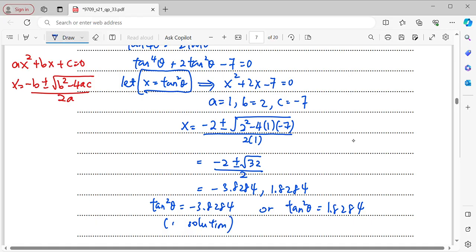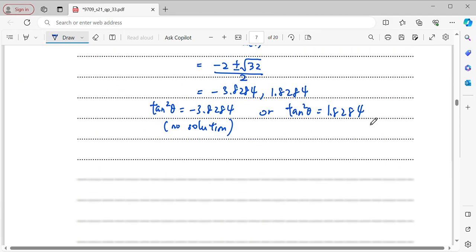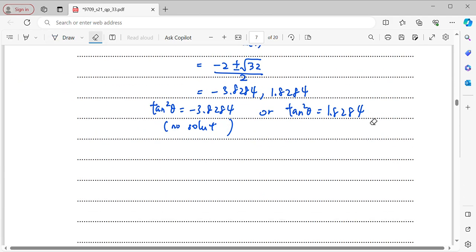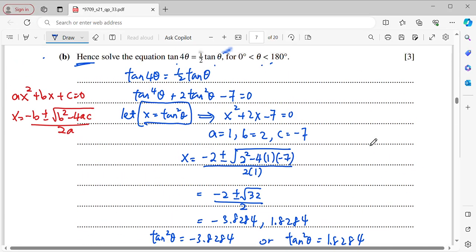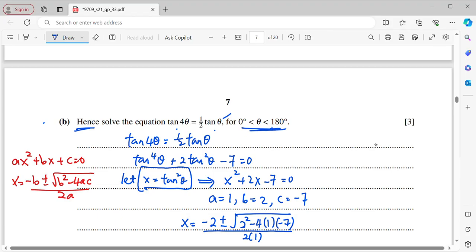Okay, for tangent squared. So tangent squared cannot be negative. Now, from here, we have to solve the next value. That means tangent theta is plus minus square root of 1.8284. Hence, you will be getting plus minus 1.3522. Okay, that will be your tangent theta. And now we look at the domain for the theta. The domain is defined from 0 to 180 degrees.